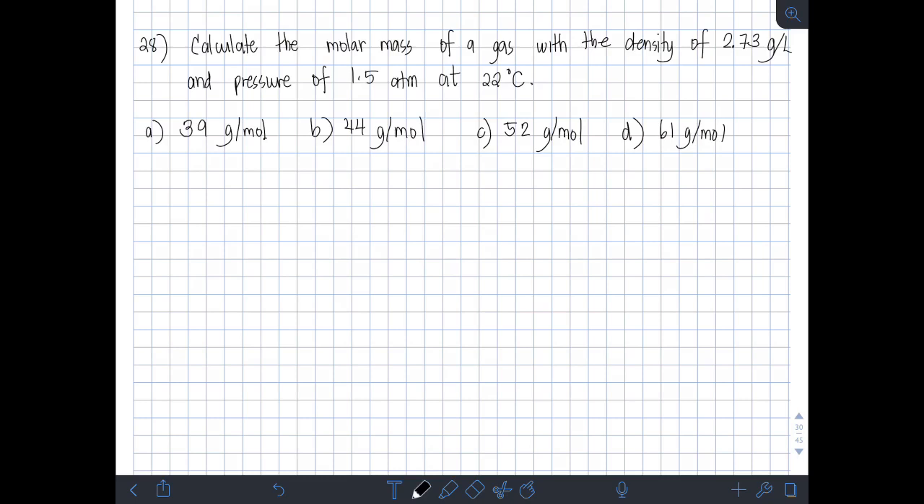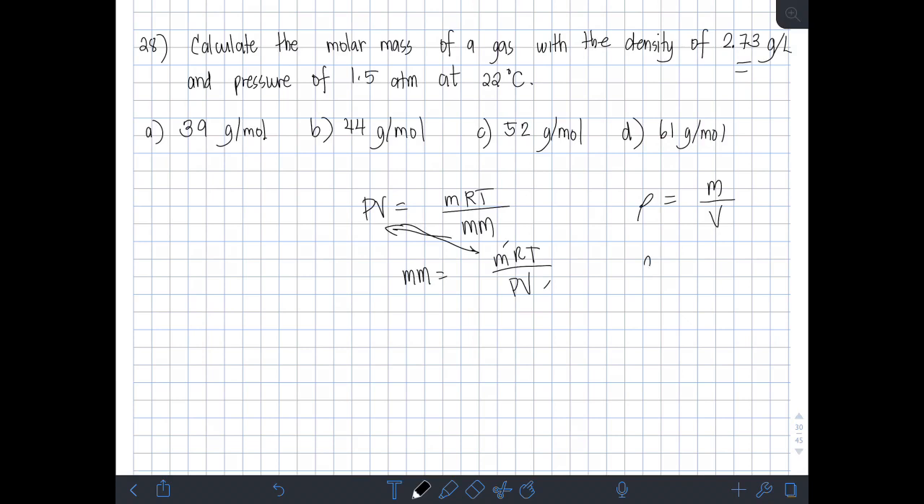So, actually, pwede natin gamitin dito yung formula na PV is equal to mRT divided by molar mass. Okay? So, para ma-solve si molar mass, cross-multiply pataas sa kaliwa, then cross-multiply pababa sa kanan yung PV. So, mRT over PV. So, wala tayong mass tsaka volume. Pero, meron tayong given na density. So, diba density is mass over volume.